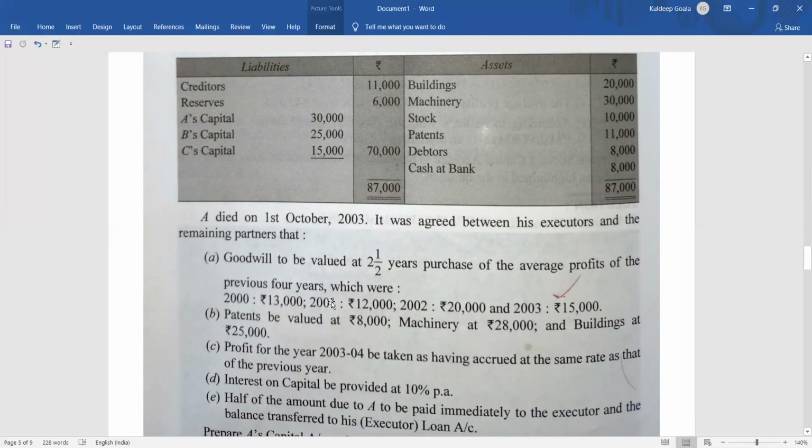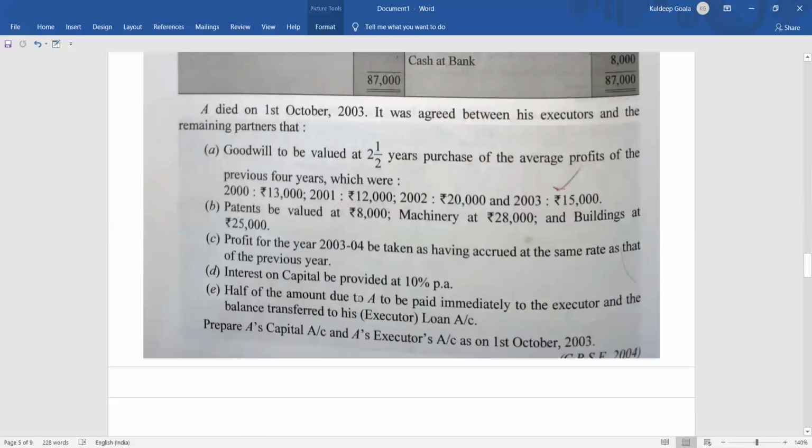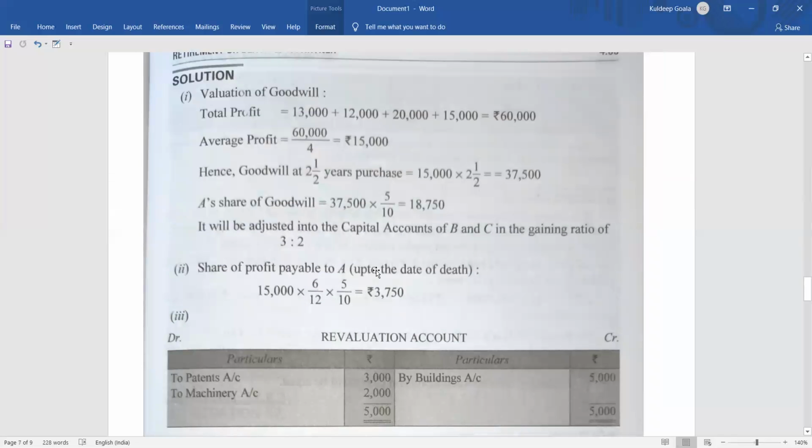So the previous 4 years' profit has been given here. In 2000 it was 13,000, 2001 it was 12,000, 2002 it was 20,000, and 2003 it was 15,000. So do the average of it, and into 2.5 years we will get the goodwill, right? That all of you know. You can simultaneously solve it so that you don't find any difficulty at the time of solving the sum. So the value of the goodwill: average profit you'll find out is 15,000. So the goodwill will be 15,000 into 2.5 years, so it is 37,500.